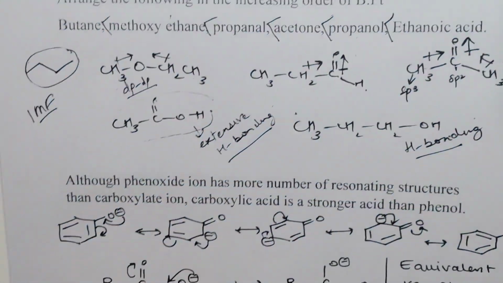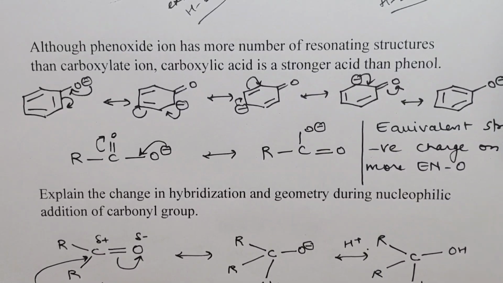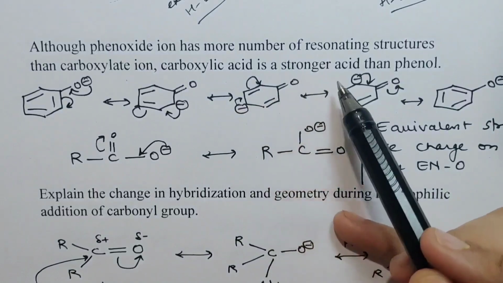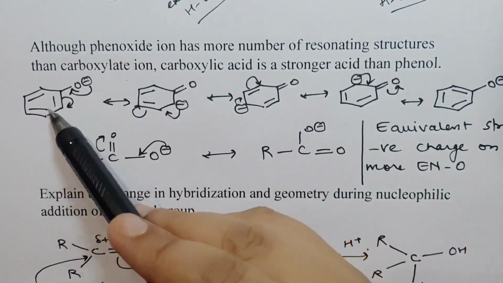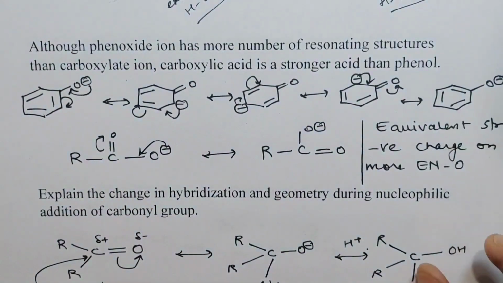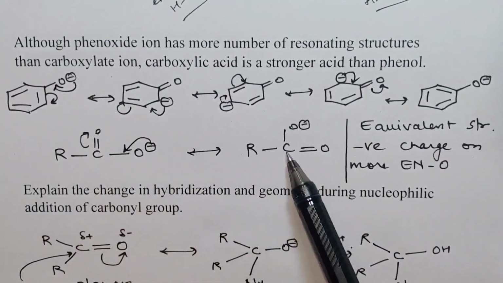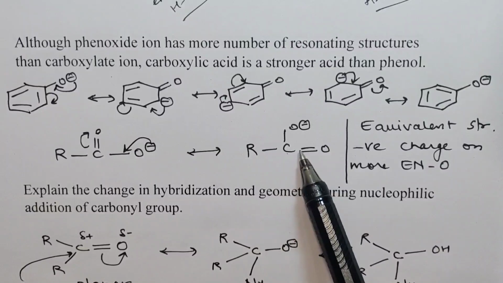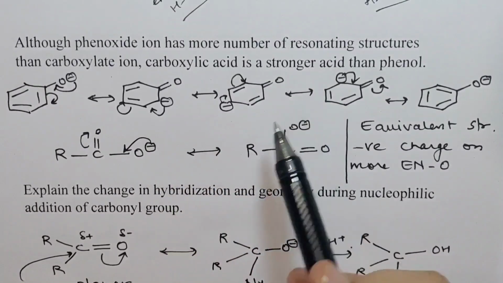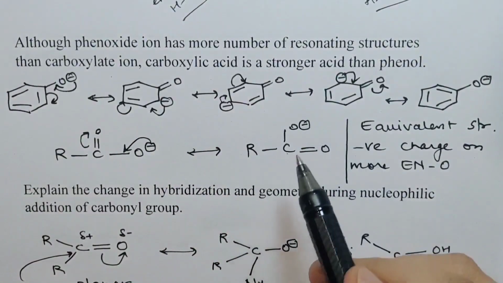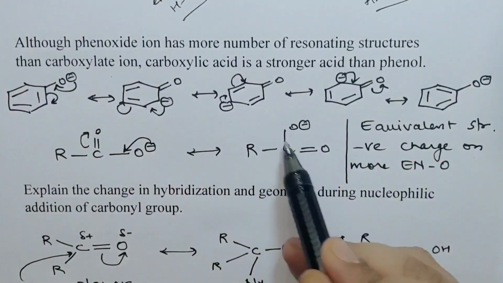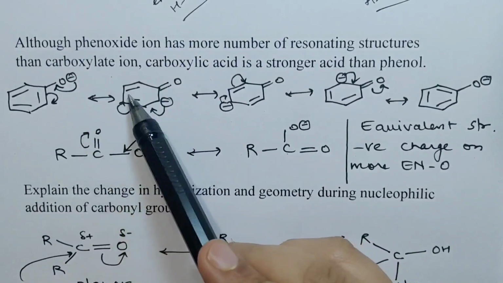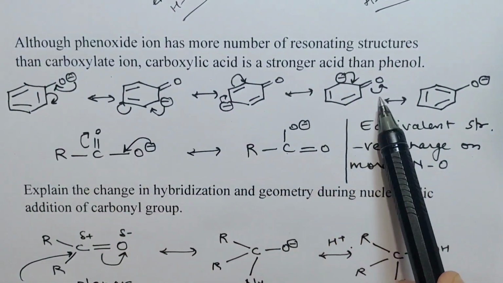Moving on. Although phenoxide ion has more resonating structures than carboxylate ion, carboxylic acid is a stronger acid than phenol. These are the resonating structures of phenoxide ion, and these are the resonating structures of carboxylate ion. So carboxylate ion is more stable than phenoxide ion. Both have resonance, but here the contribution of these resonating structures towards the stability is much more as compared to the contribution of these resonating structures.